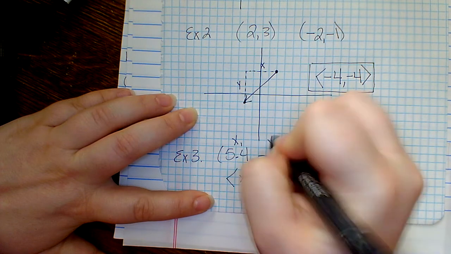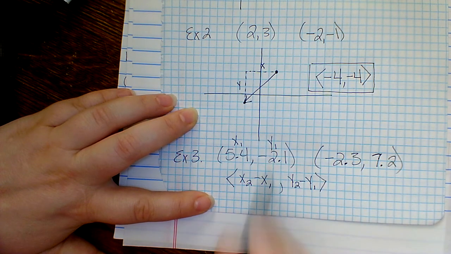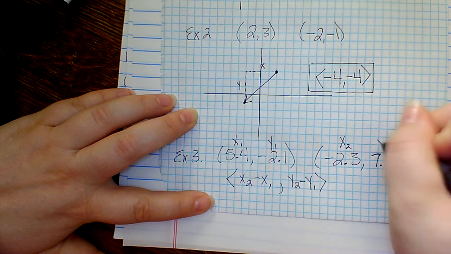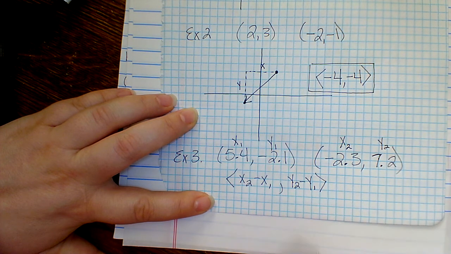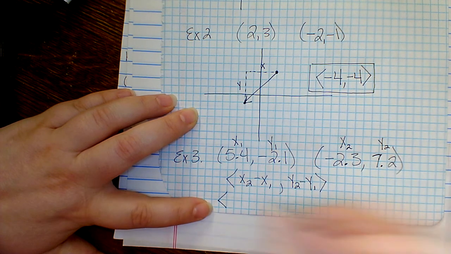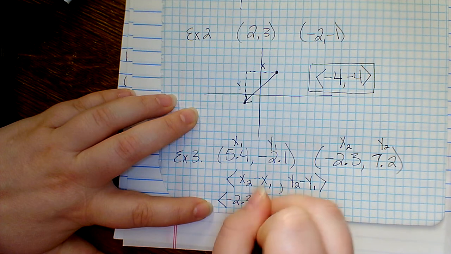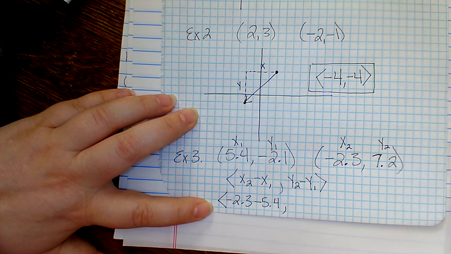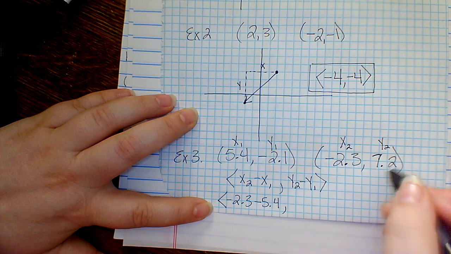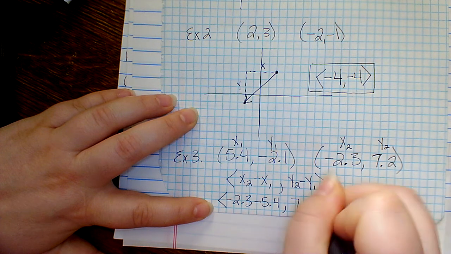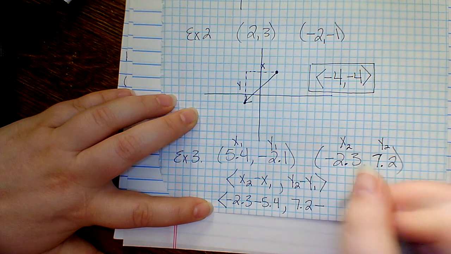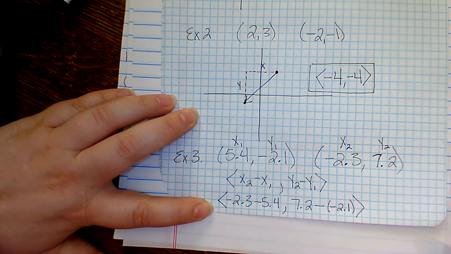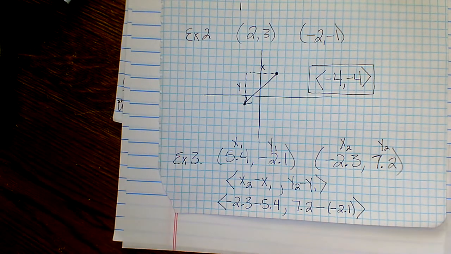Since this was the initial point, that's my x1 and my y1. My terminal point is my x2 and my y2. So now you can easily see that we can just plug in: negative 2.3 minus 5.4 is going to give us that x component. And then for the y component, 7.2 minus, be careful, a negative 2.1 is going to give us that y component.